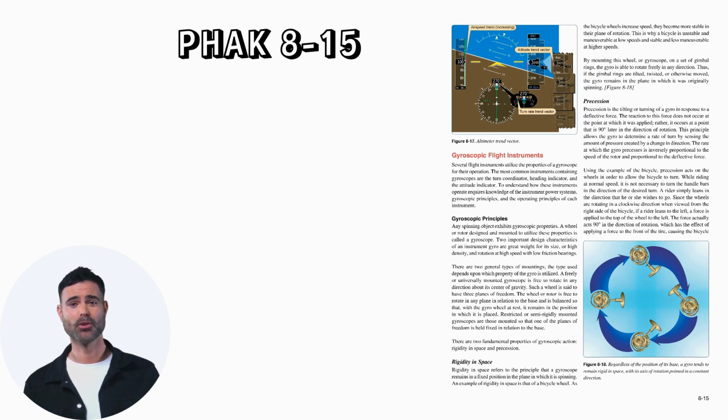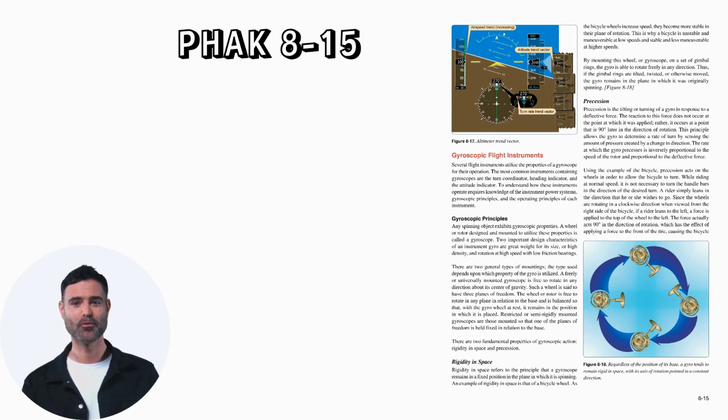Gyroscopic principles. Any spinning object exhibits gyroscopic properties. A wheel or rotor designed and mounted to utilize these properties is called a gyroscope. Two important design characteristics of an instrument gyro are great weight for its size, or high density, and rotation at high speed with low friction bearings. There are two general types of mountings. The type used depends upon which property of the gyro is utilized.